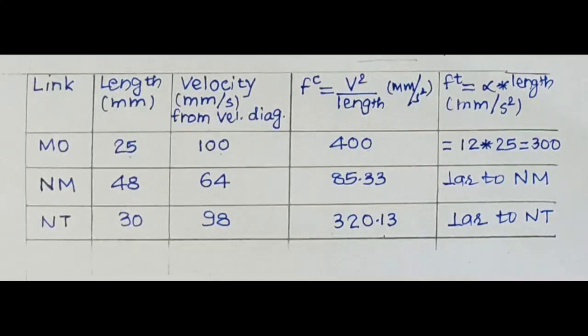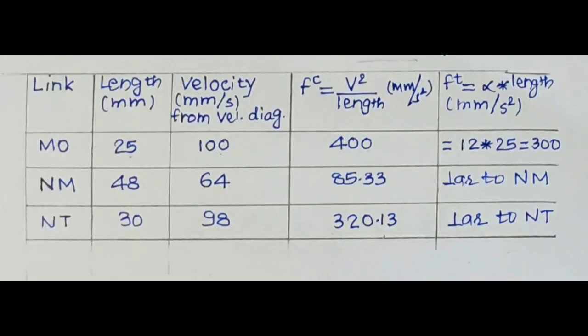After finding the angular velocities of all the links, now draw the table for the calculation of the acceleration diagram. The first column is link, the second column is link length, which is nothing but r, the radius of rotation. The third column is velocity in mm per second from the velocity diagram. The fourth column is the centripetal component of acceleration for the link, in mm per second square. And the last column is f_t, the tangential component of acceleration, equal to r alpha.